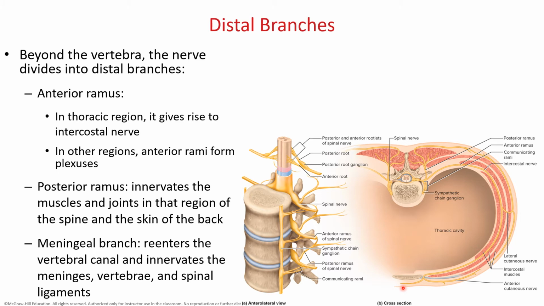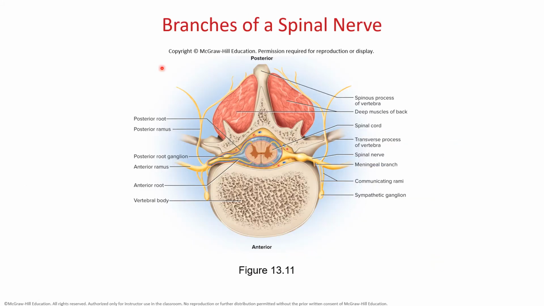So the posterior ramus innervates the muscles and joints in the region of the spine and the skin on the back. The meningeal branch re-enters the vertebral canal and innervates the meninges, the vertebrae, and the spinal ligaments. So here we can see in a different image here. So here's the posterior ramus. We have the anterior ramus here, and then we were talking about the meningeal branch right here. And yeah, you can just see a different view here.